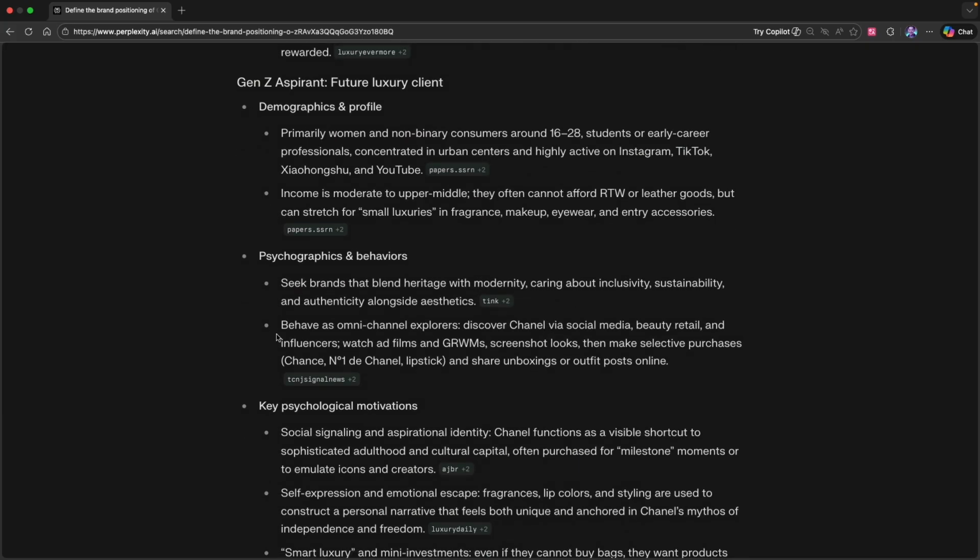Okay, so next we're going to talk about the Gen Z. So flip to the Gen Z aspirant. She's 18 to 28. She cannot afford a bag yet, so she buys the lipstick. Why? The AI mentioned it. A shortcut to sophisticated adulthood. Buying Chanel is a rite of passage for her.